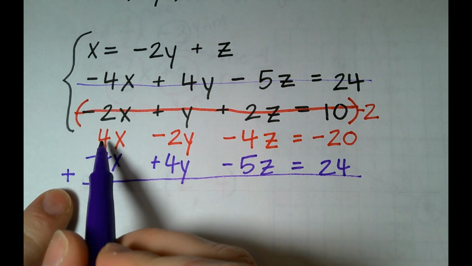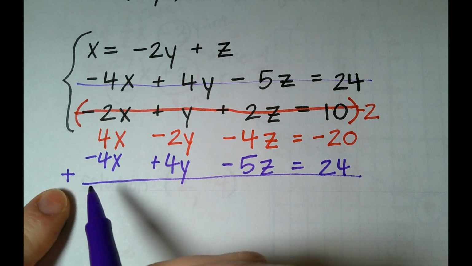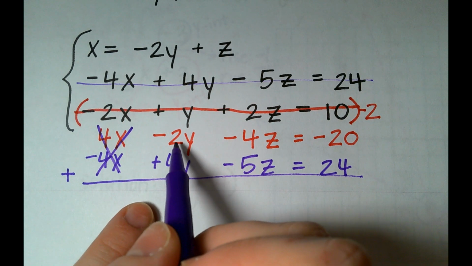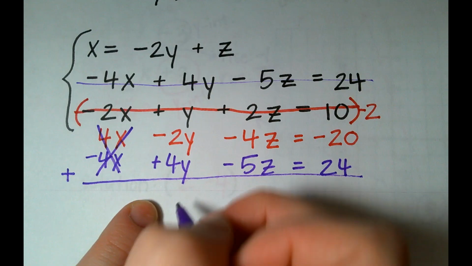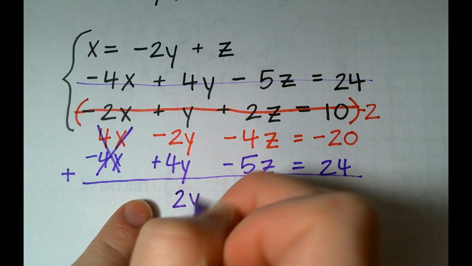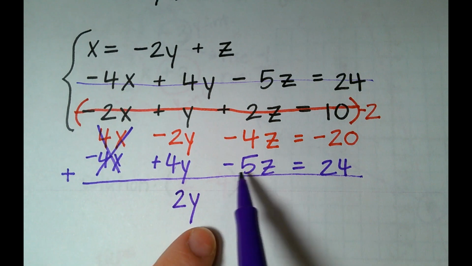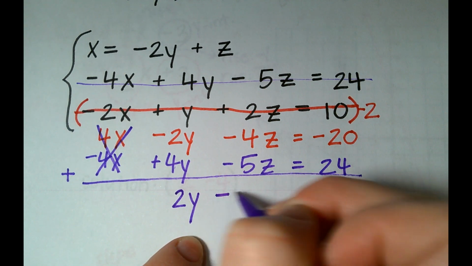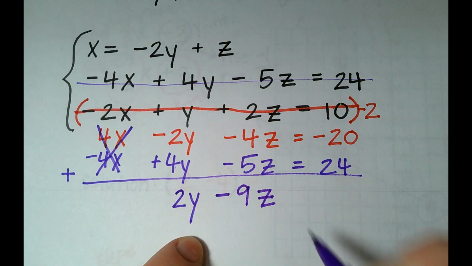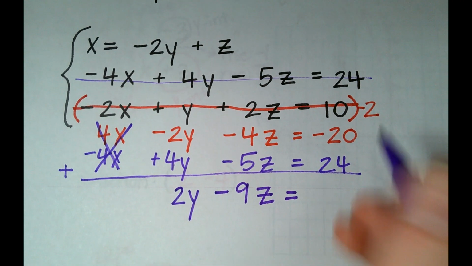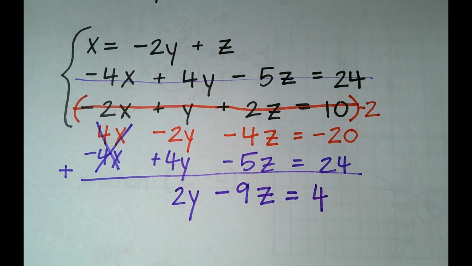So my 4x minus 4x, what happens? They cancel out. So I've eliminated my x's. Minus 2y plus 4y, 2y. Negative 4z minus 5z, negative 9z, equals negative 20 plus 24, 4. Okay, so we've gotten rid of one variable.